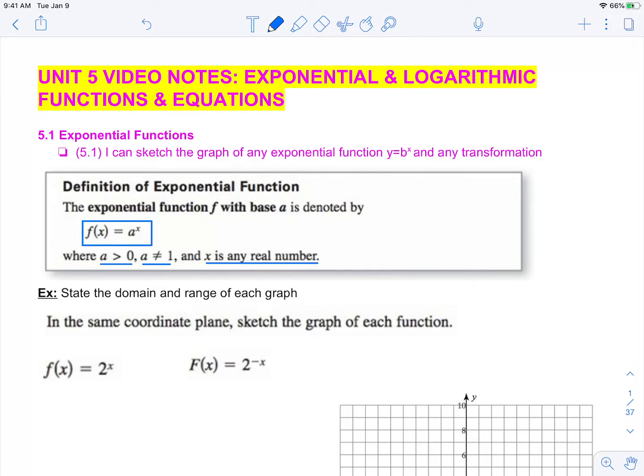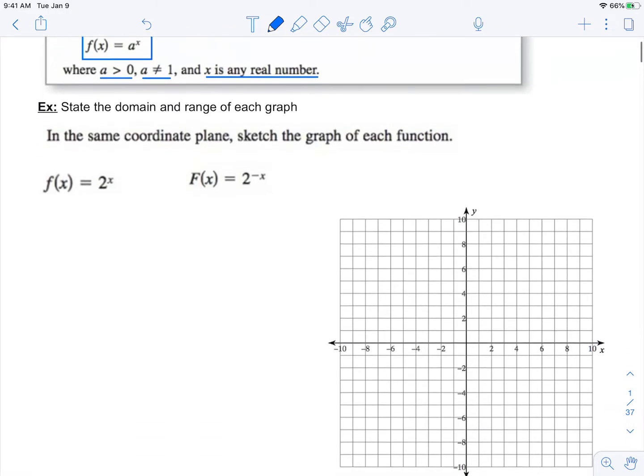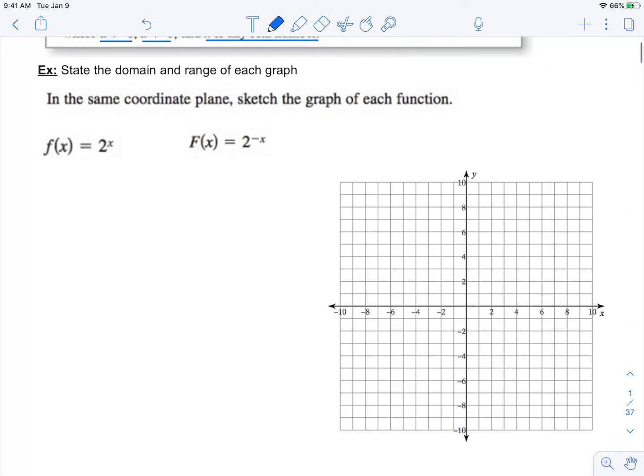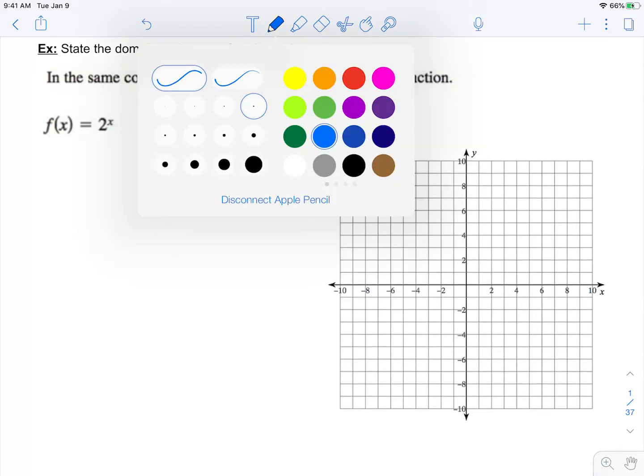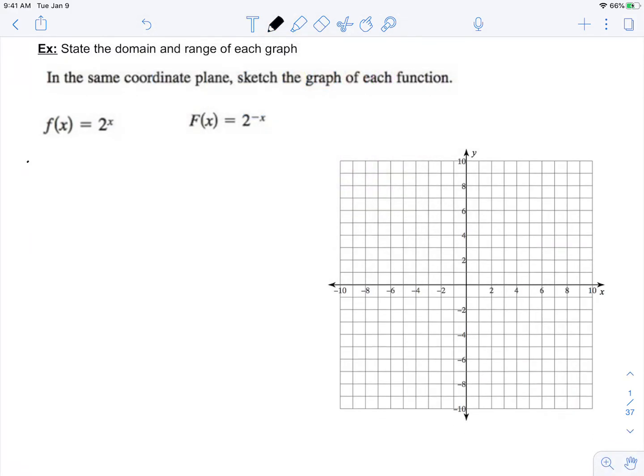So let's graph a couple of exponential functions below to get an idea of what these parent functions will look like. So in this example, we want to, in the same coordinate plane, sketch the graph of each function and state the domain and range of each. So let's start with 2 to the x.